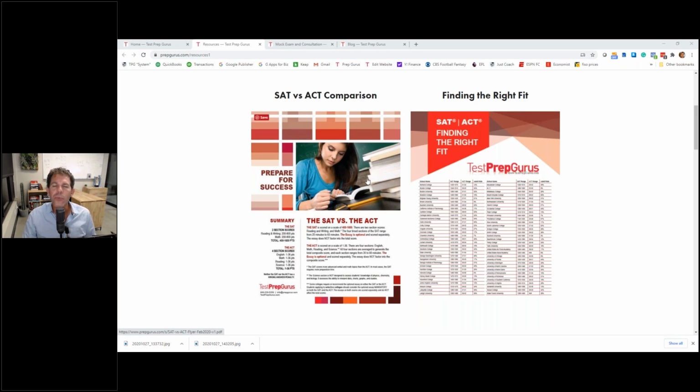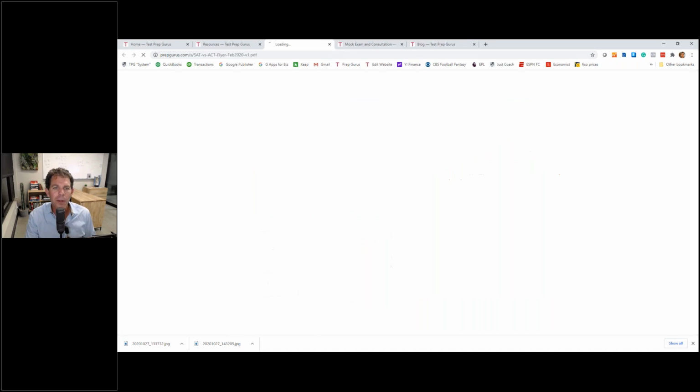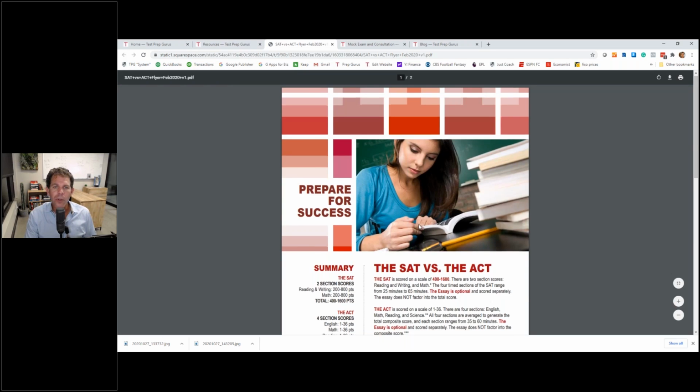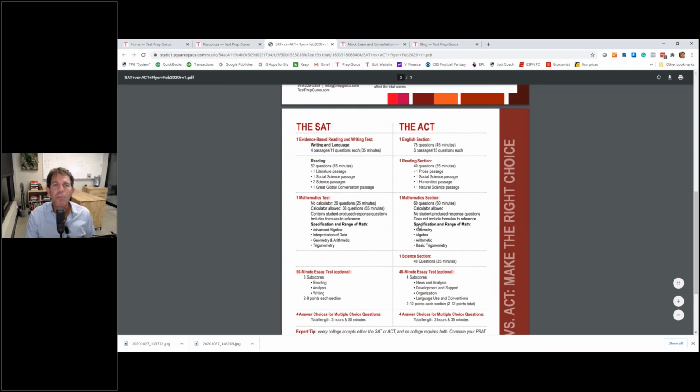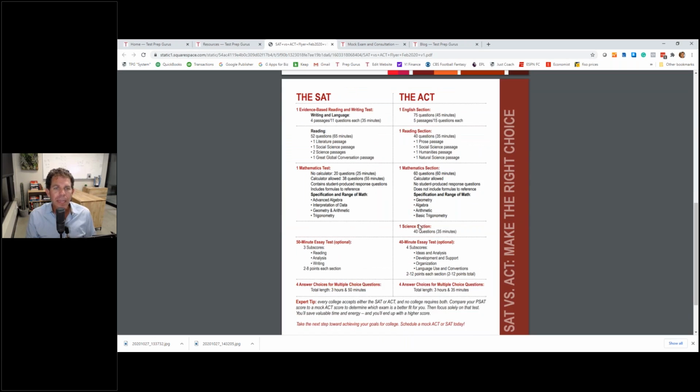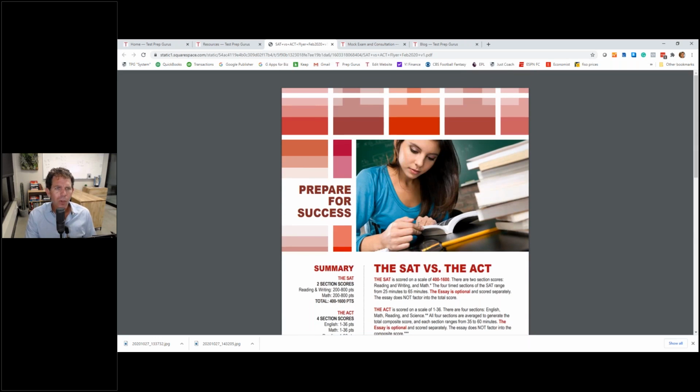Again, there's just a number of free resources on this page. One of them is this SAT versus ACT comparison chart. If you click on that, it will open, and there are 2 sides to the flyer. This breaks down these tests in as much detail as you want. It's all right there, lots of great information for you.